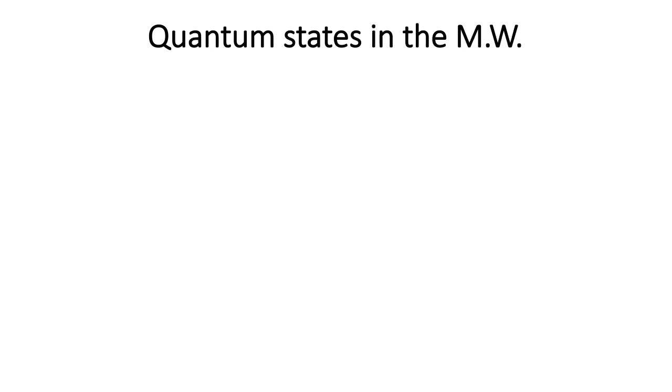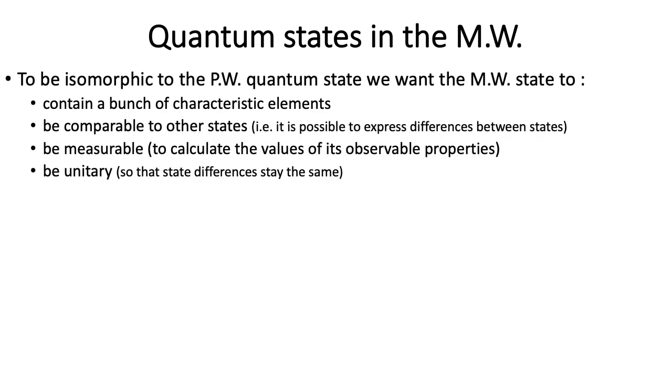In order to find a right model that would be isomorphic to our physical world, one of the first steps that we need to take is to model the quantum states of the physical world. That means that we want to find elements in the mathematical world that would be isomorphic to the physical world quantum states. Now, to be isomorphic, we want the mathematical world state to have the same characteristics, like containing a bunch of characteristic elements which would correspond to the physical properties in the physical world.